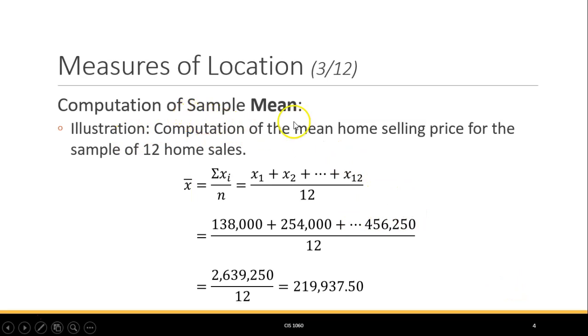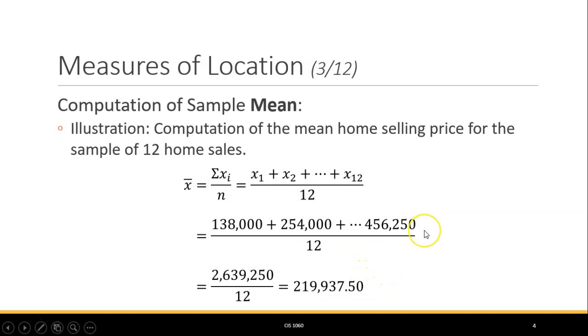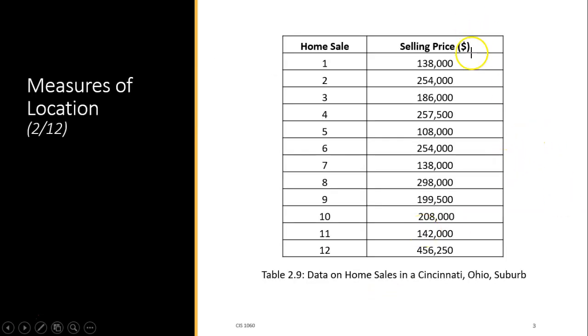So if we want to compute the mean, what we can do is add all the variables together and divide by the number of observations, and then we get a value of $219,937.50. Now, let me go back just so that we know this was the average of all of these values.